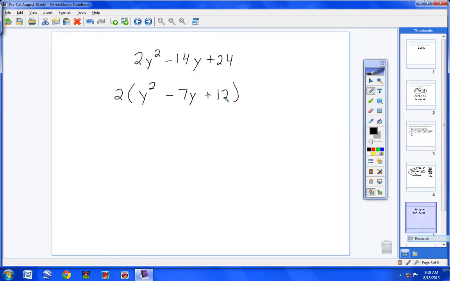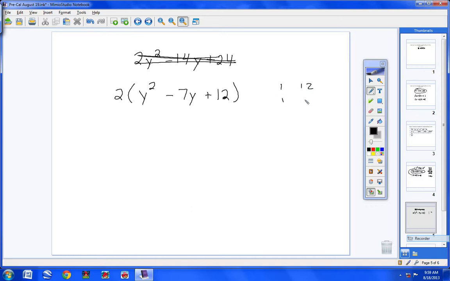And what's the last term? 24. No. We already, forget this, guys. We already simplified this down to this, okay? What's your last term? 12. So I'm going to list out all the factors of 12 over here. So here we go. And do each one twice.